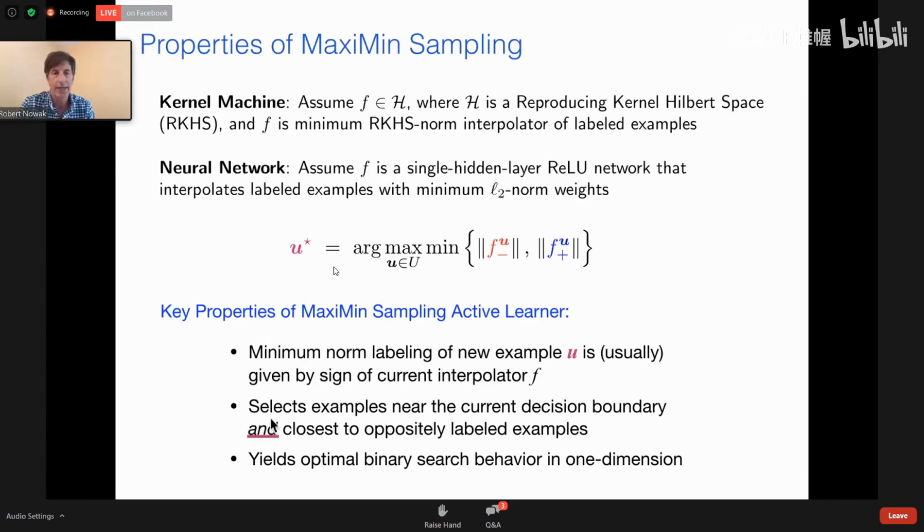The other thing we can show is that this maximin criterion selects samples near the current decision boundary and closest to oppositely labeled examples. And I'll show some illustrations of this in a minute, but what that turns out to yield is essentially optimal binary search or bisection behavior in one and multiple dimensions. And I'll show that in the next couple of slides.